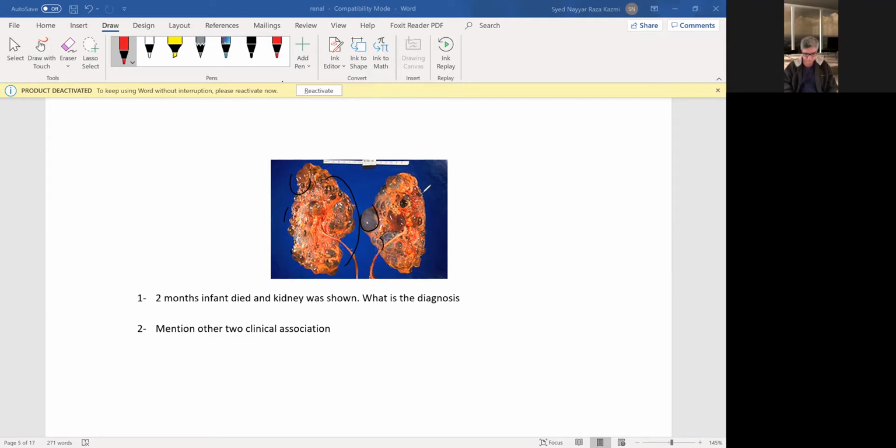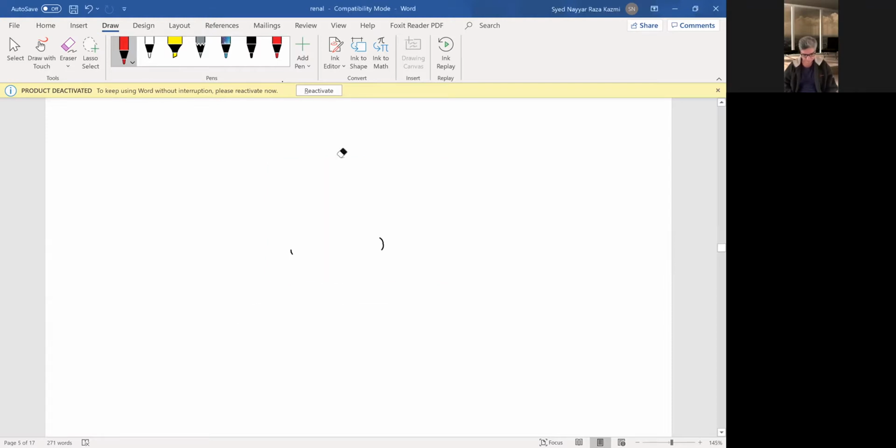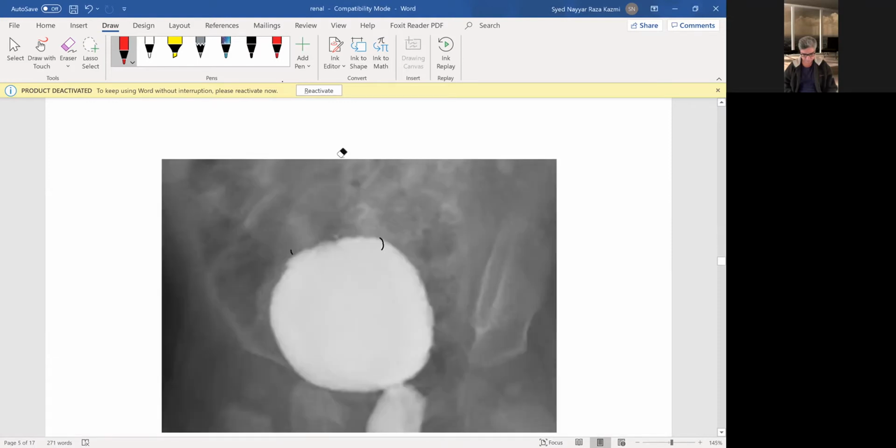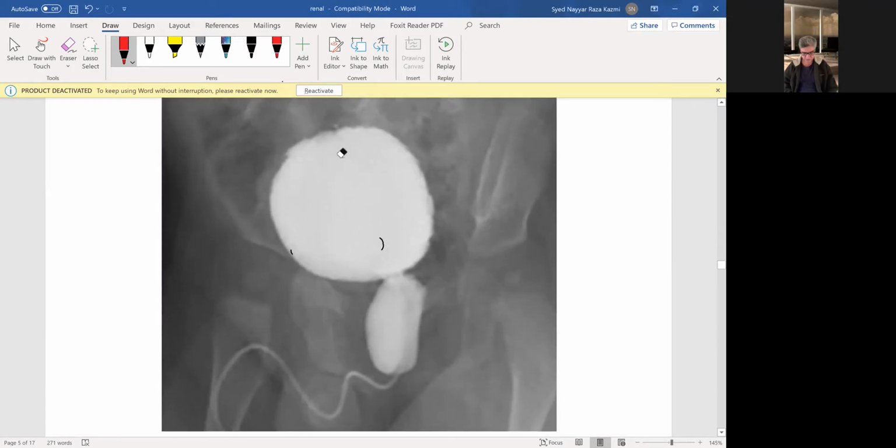Moving on to the next slide. Here you see an image of the urinary bladder, and you can see that there is dye in the bladder, and dye in part of the urethra as well, but then you see the dye is not going forward. This investigation is known as MCUG, micturating cystourethrography.